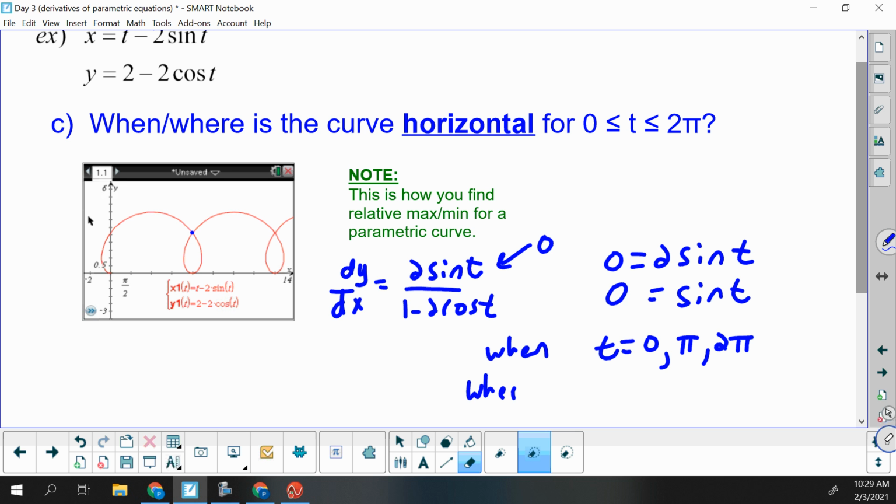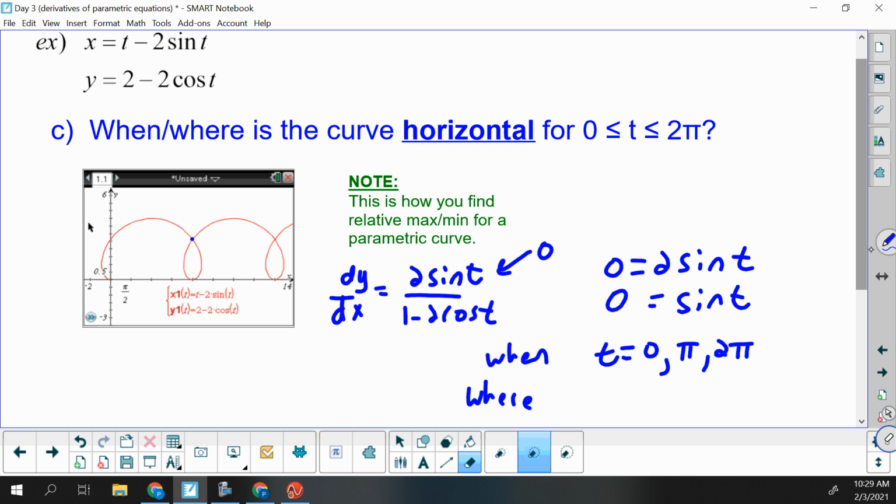For the where, well, let's put 0 into our original function. 0 minus 2 sine of 0 is 0. Cos of 0 is 1, so that'll be 2 minus 2 is 0. So 0, 0 is a spot. When we put pi in, all of these actually are going to give zeros for the sine. So for the x value, it's just going to be whatever we put in for t. So we'll have pi, comma, cos of pi is negative 1, so we'll end up with 4 there. And then, like we said, it would just be 2 pi for the x. Cos of 2 pi is 1. So then we are back to 0 again.